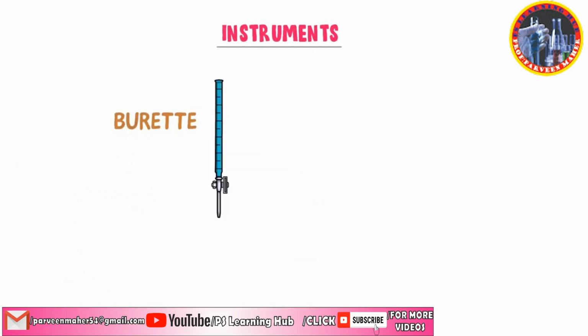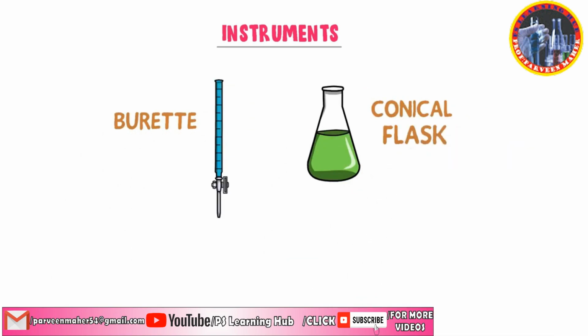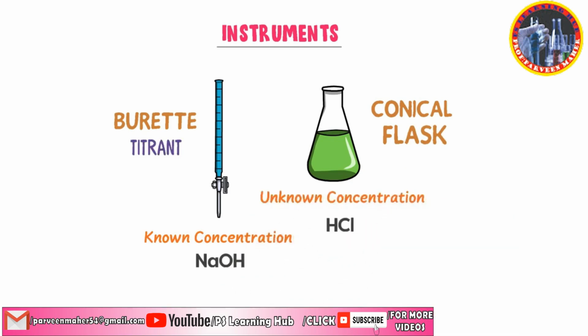Also, you should learn about the main instruments used in the titration. The primary instruments used in titration are the burette and the conical flask. In the burette, we take the solution of known concentration like sodium hydroxide, which is also known as the titrant. While in the conical flask, we take the solution of unknown concentration, which is also known as the analyte. Thus remember that we take titrant in the burette and we take analyte in the conical flask.